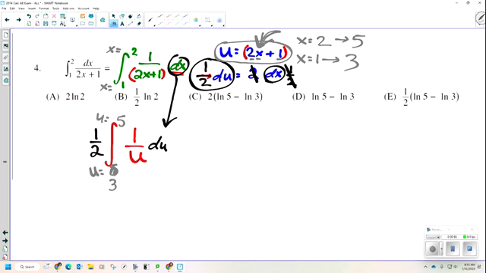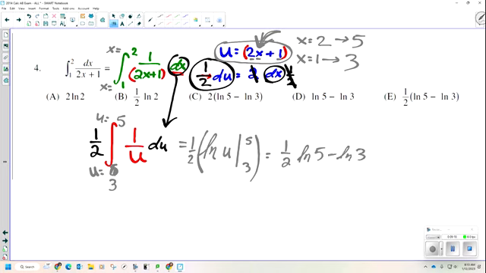Now it's just a simple integration. The integration of 1 over u is the ln of u. I want that from 5 to 3. And by the way, let's not forget that we're multiplying that by a half. 1/2 the ln of 5 minus the ln of 3. There we go. That's it. We're done. Choice E.